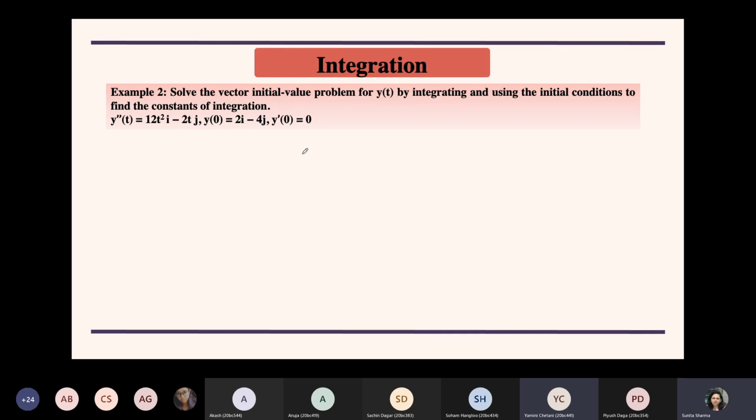Okay, so what is the y dash t first? Y dash t is 4t cube i minus t square j plus c. Okay, so once when you integrate, you are going to get this. And then how do you find the value of c? Y dash 0 is 0. So we'll get that c is equal to 0.